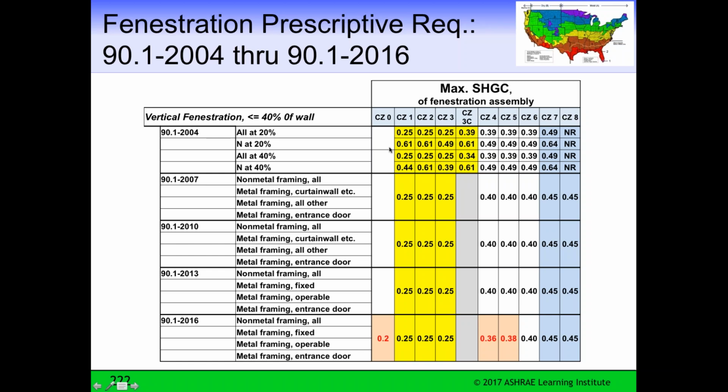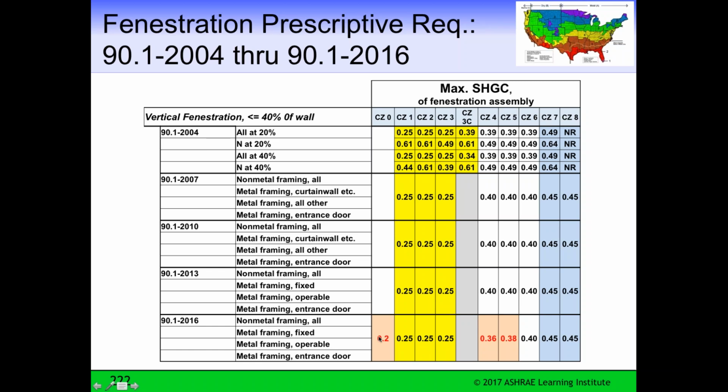And there was a variation. You could use less stringent glass facing north. The north-facing variation was removed in 2007, and the requirement for glass facing in all directions was the same at 0.25, and it stayed at 0.25 in climate zones 1, 2, and 3 for the last 10 years, almost 15 years. It's really quite consistent and strong in the southern region.